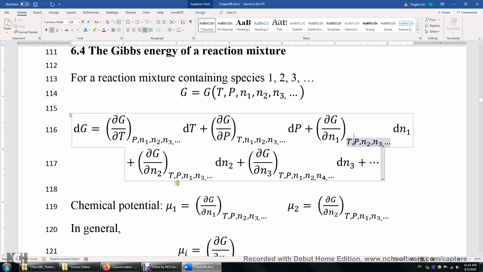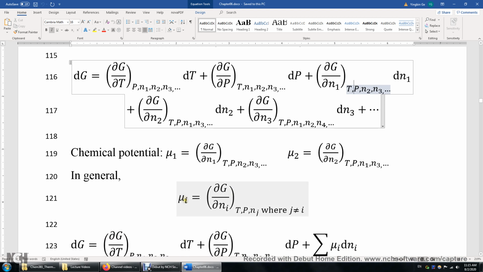Same here. So we define a new concept, the so-called chemical potential. Mu1 here is delta G over delta N1 when we hold T, P, N2, N3 constant. And similarly, mu2 is delta G over delta N2. So in general, mu sub i for species i is delta G over delta N sub i when we hold temperature, pressure, and the amount of all other chemicals constant.